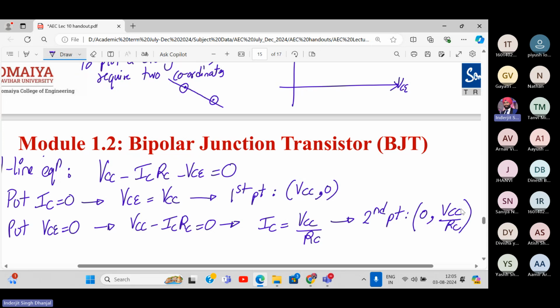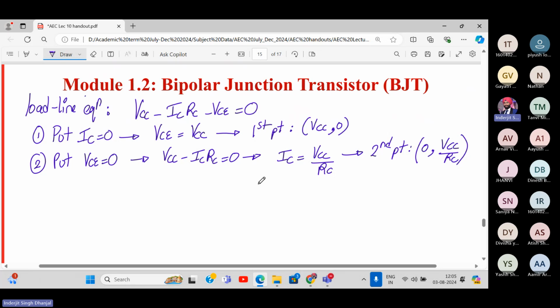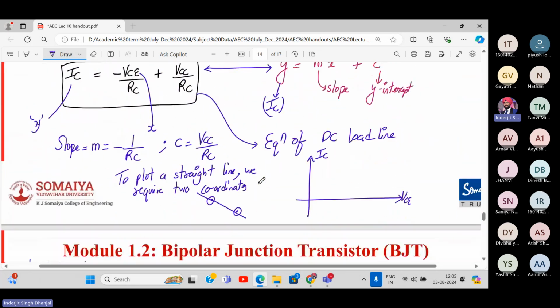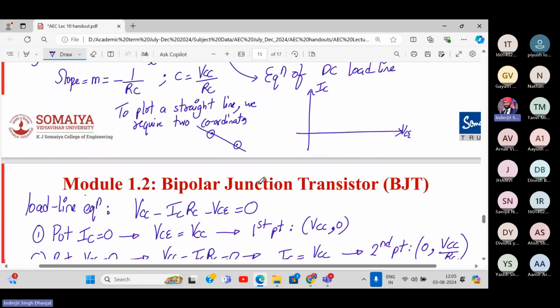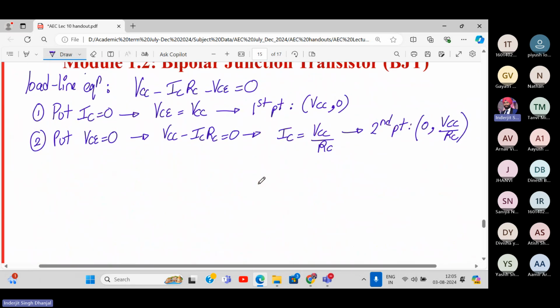Are you understanding how we are finding these points and why we are plotting the DC load line? Are you following? Yes or no? Hello.